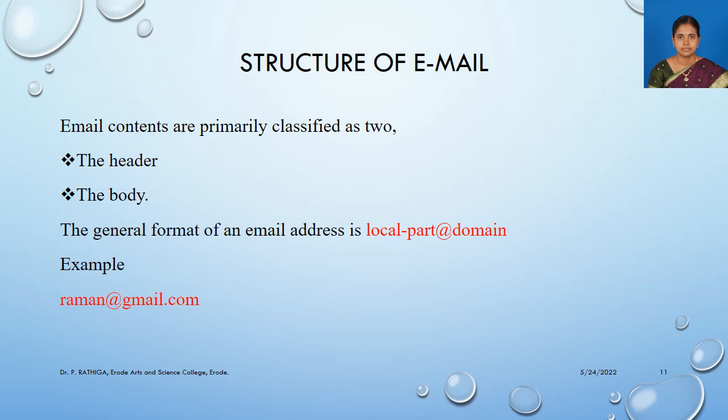Then the second portion is the body. The actual content is stored in this part. This will be in the format of text. This field could also include a signature or text generated automatically by the sender's mail system. As we mentioned earlier, the contents of the email can vary according to the different email systems used by each user. The general format of an email address is local part and domain.